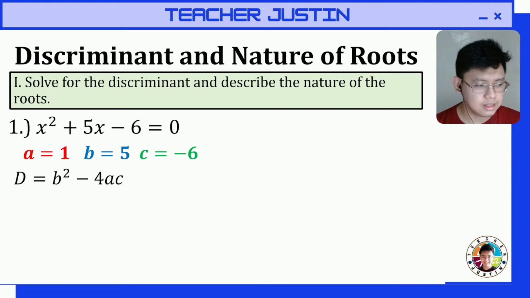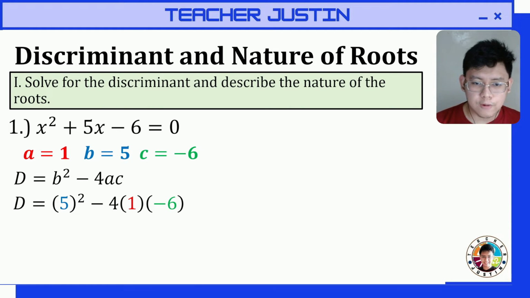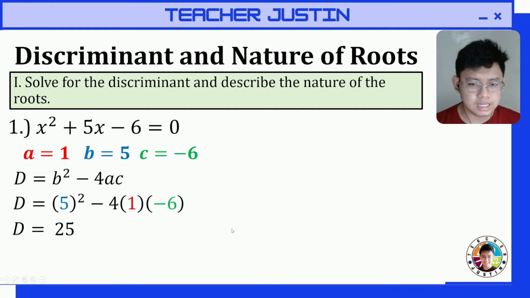Now, ang formula natin for the discriminant is B squared minus 4AC. Substitute natin, that will give us square of 5 minus 4 times 1 times negative 6. Let's simplify this using the order of operation. We will have 25, tapos negative 4 times 1 times negative 6, that will give us positive 24. And then 25 plus 24, that will give us 49. So, ang discriminant natin is 49.